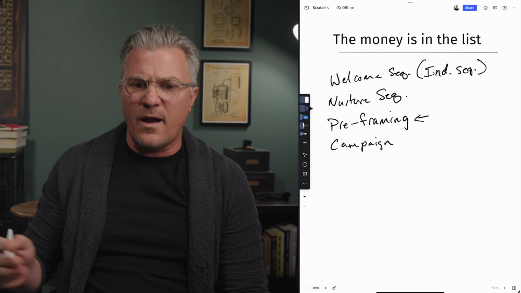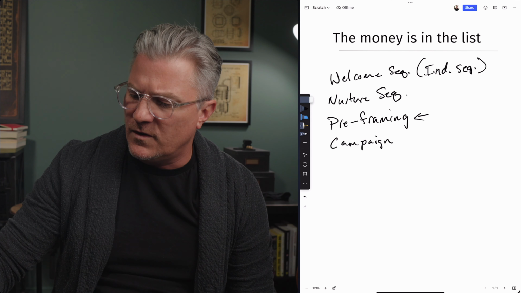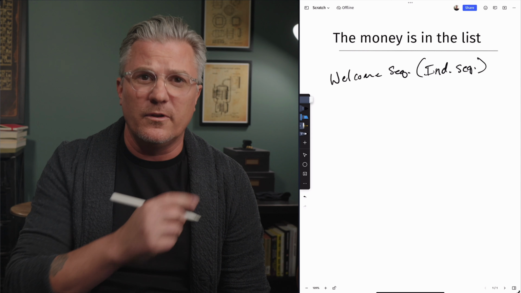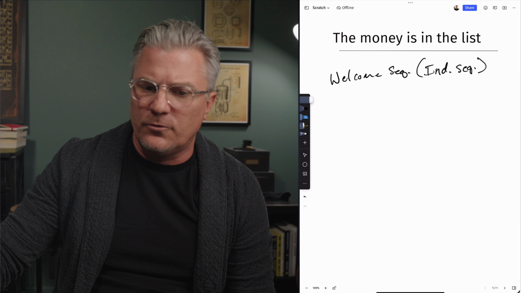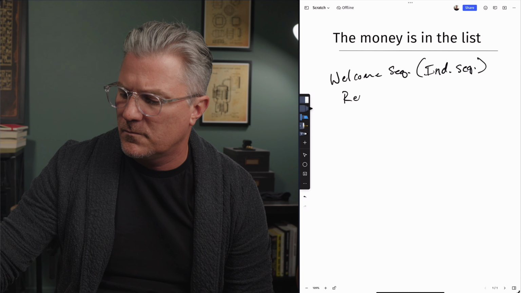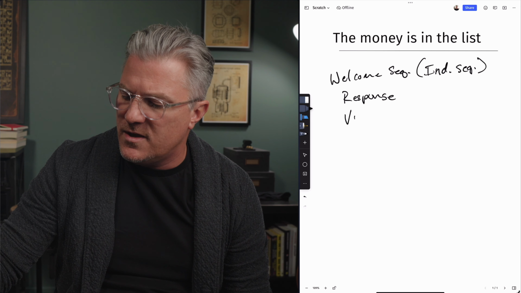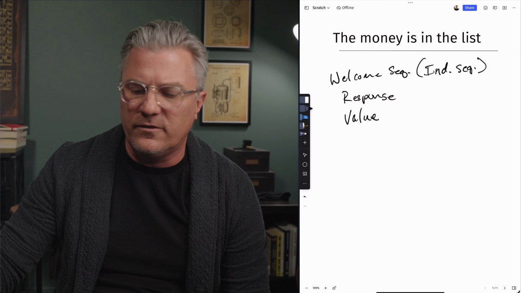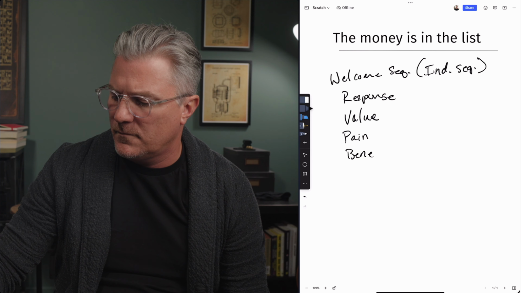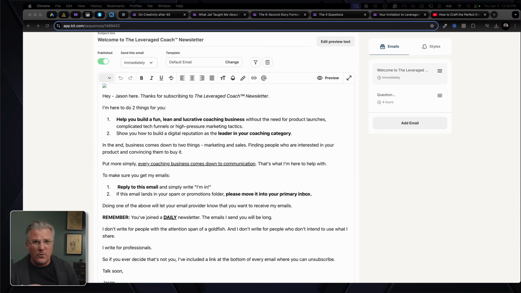Okay. Now, let's go back to this welcome sequence up here and talk about the different types of emails that we might send inside of a welcome sequence, and then I'll show you one so you know what I'm talking about. So inside the welcome sequence, we typically have response emails. This is the first one that I would send. The second one is a value email. The third one is a pain email. And the fourth one is a benefit.